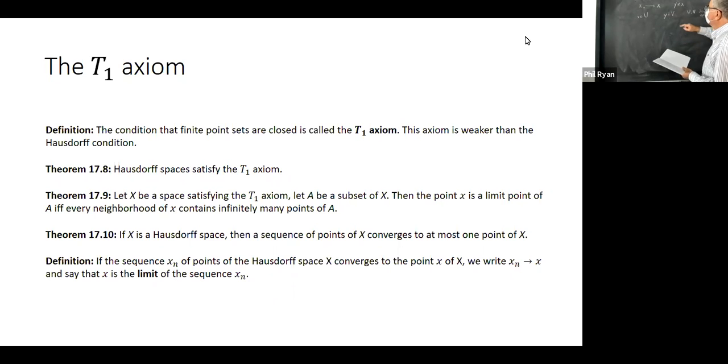But we've got that xn goes to x. So what does that mean? That means there has to be infinitely many points of the sequence in U. So at some point, the tail of the sequence lies entirely in U. Therefore, it can't lie in V. So xn cannot go to y if y is not equal to x.